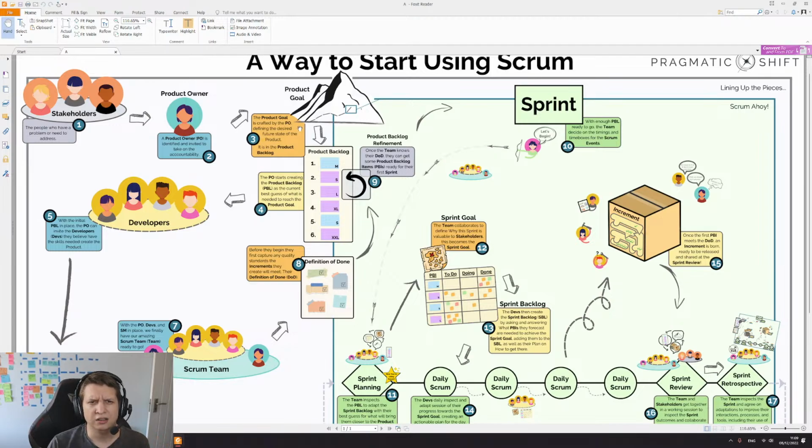So there's a good chance. However, the product owner does have final say because they are taking on that accountability of achieving this product goal together with the Scrum team.